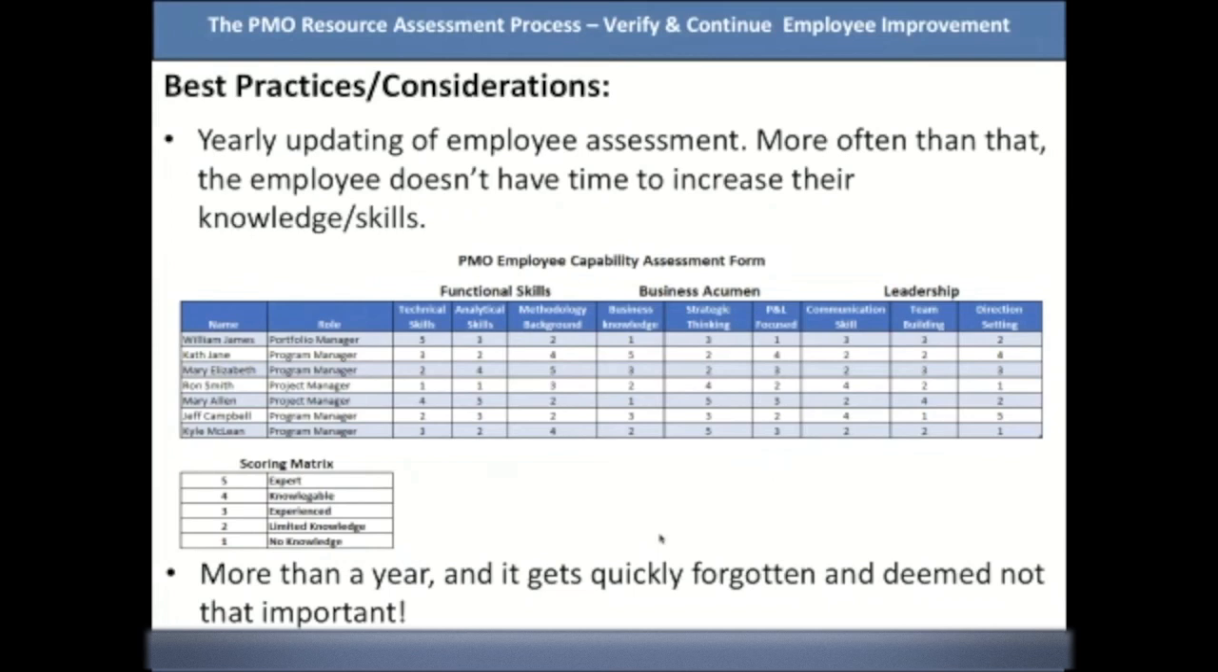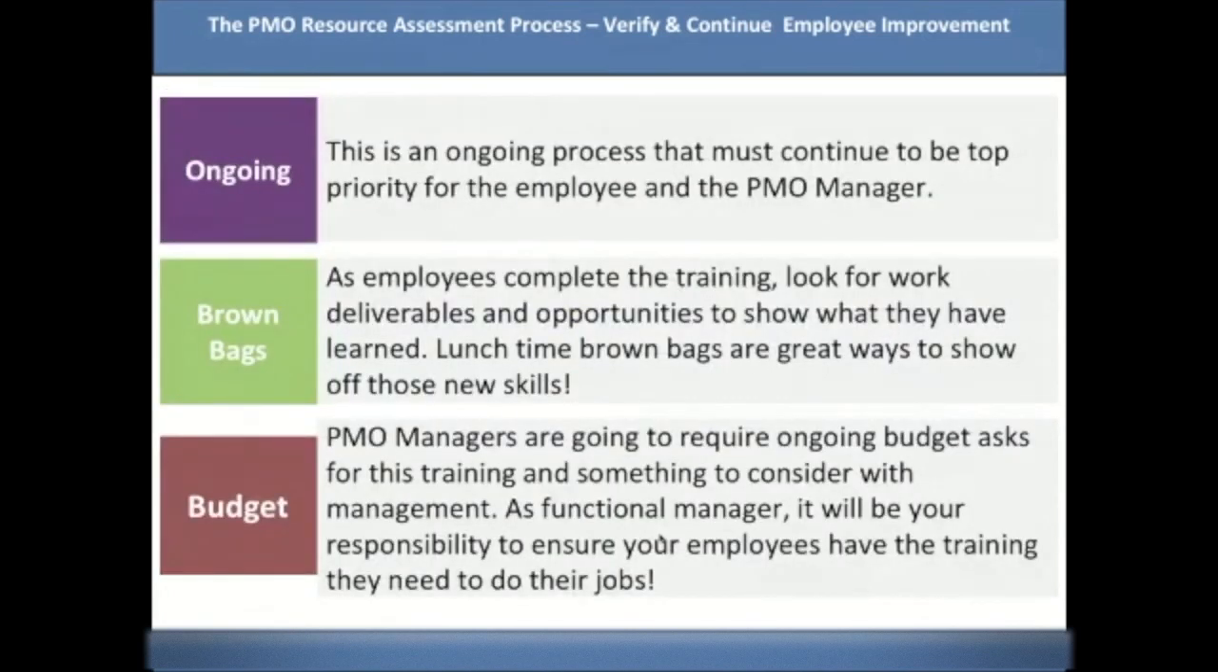A year feels like that's the thing where, too often, more than that, like every 6 months, it will be too much. But again, you've got to get the right temperature for your organization, and you've got to figure out what works, but don't go more than a year. Okay? And really, it is an ongoing process. It's an ongoing process that must continue to be a top priority for both the employee and the PMO manager.